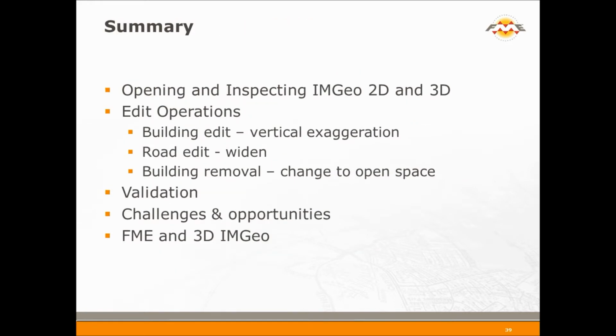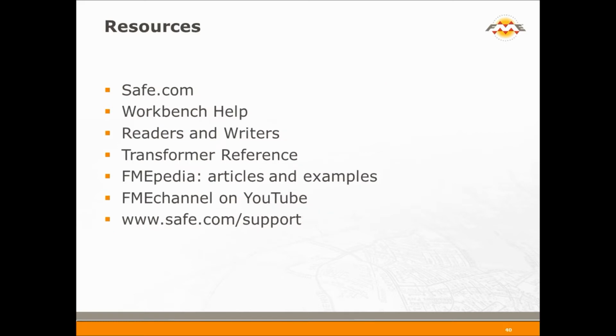So to summarize, we saw opening and inspecting 2D and 3D IMGeo data, both the CityGML and IMGeo schemas. Several different edit operations, such as editing building height, road width, and removing a building, and a couple of different validation methods and issues. And how FME supports both 3D and IMGeo.